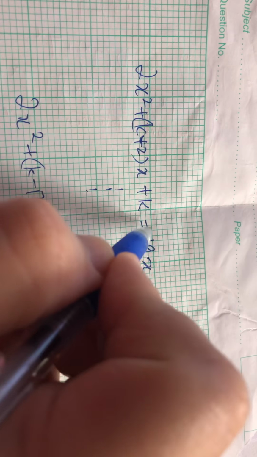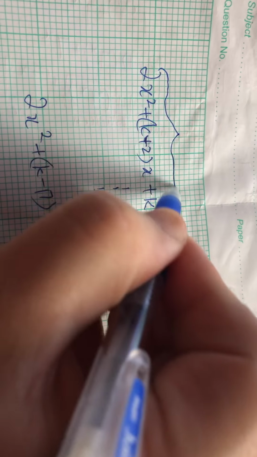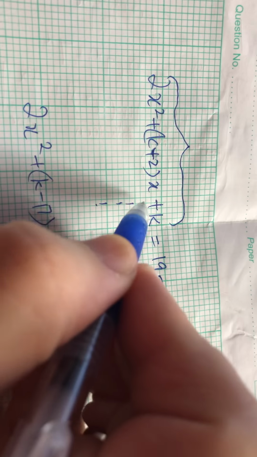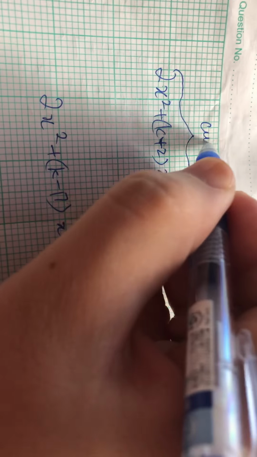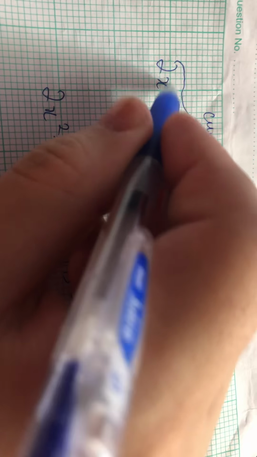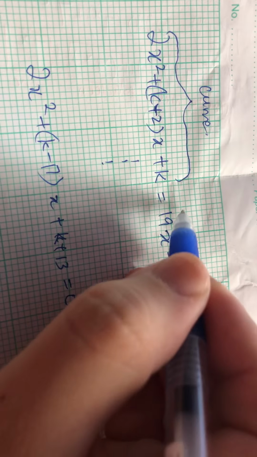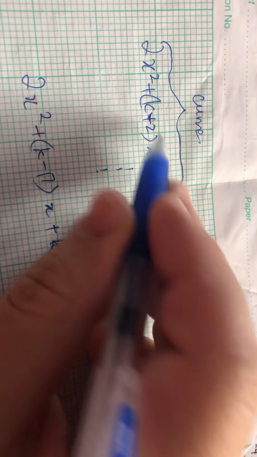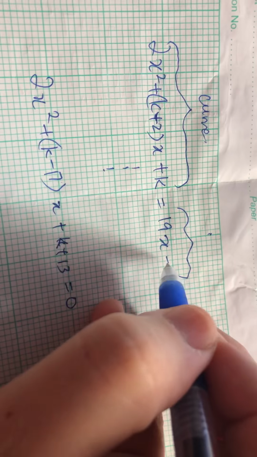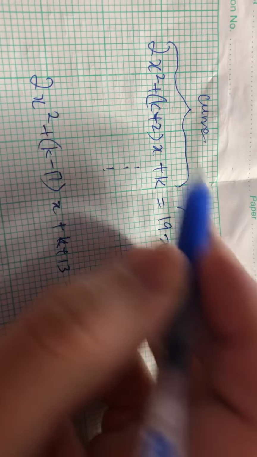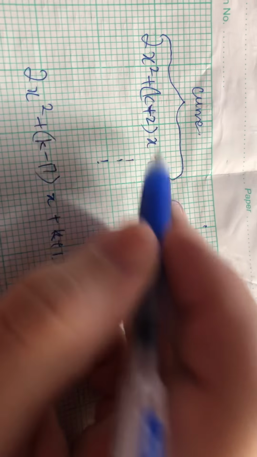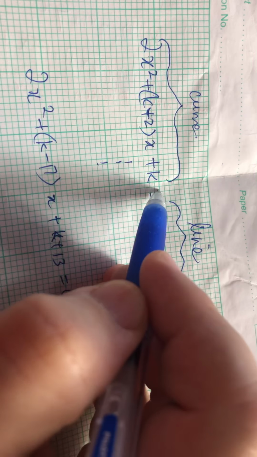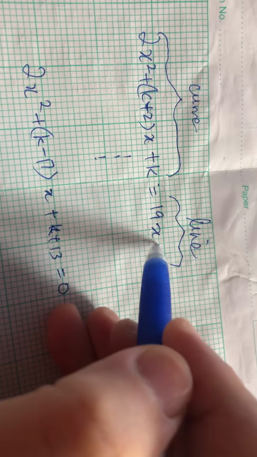This whole expression came from a curve y equals 2x squared plus k plus 2x plus k. So this is a curve. Of course, you need to put y equals something here, and this is a line. Of course, you need to put y equals something here. The reason why there's no y equals something here is because you have actually substituted one of them into the other, so you're actually solving simultaneous equations here. But this expression actually came from a curve. This came from a line.